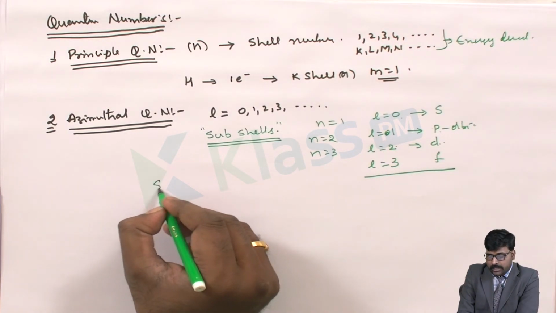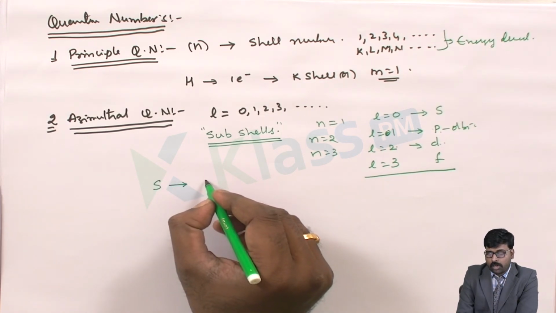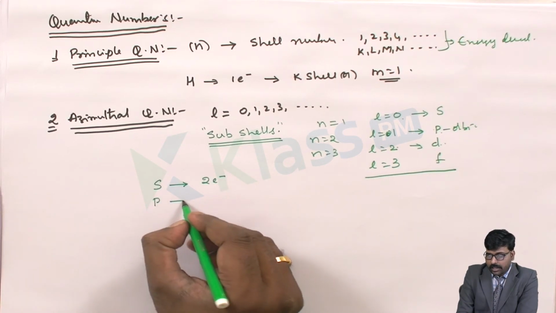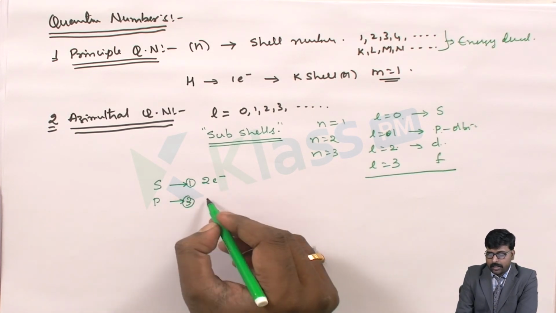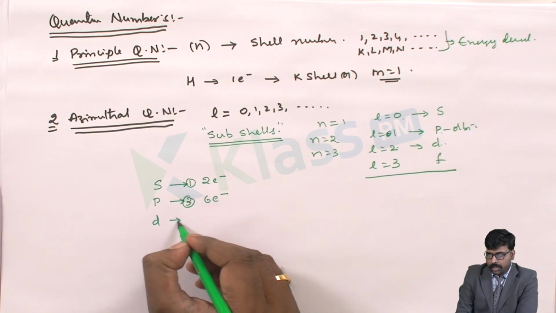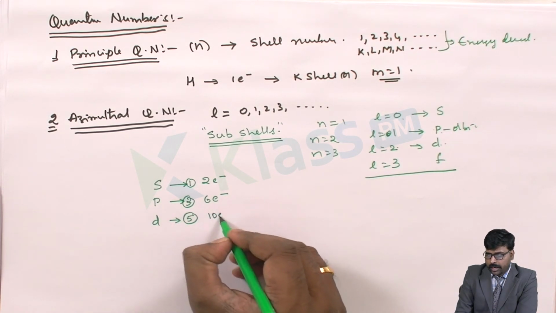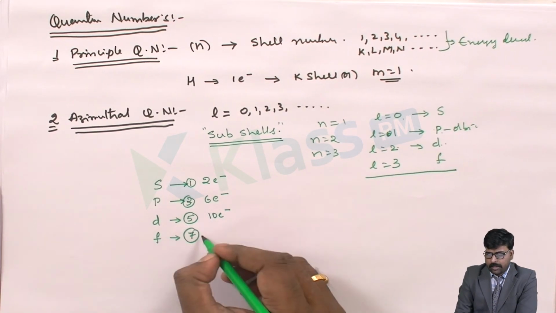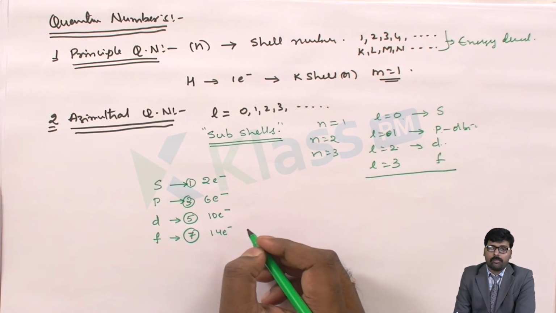Let's see. The s subshell has one orbital and can accommodate 2 electrons. The p subshell has 3 orbitals, and p orbitals can accommodate 6 electrons. The d subshell has 5 orbitals and can accommodate 10 electrons. The f subshell has 7 orbitals, in which 14 electrons can be accommodated.